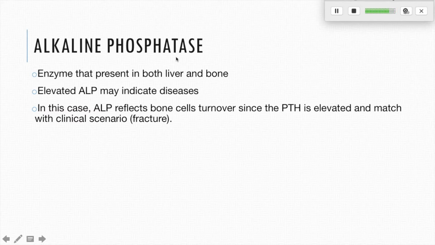So for the alkaline phosphatase, ALP is an enzyme that is present in both the liver and the bone. Any elevation of ALP may indicate disease in the liver or in the bone, but in this case, ALP is limited to bone disease because the high level of ALP in this patient reflects the bone cell turnover due to the PTH elevation mobilizing the calcium through the bone destruction pathway. And it also matches the clinical scenario. In this case, the patient had a fracture.